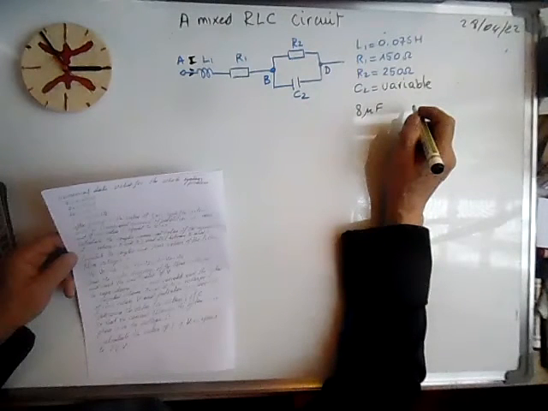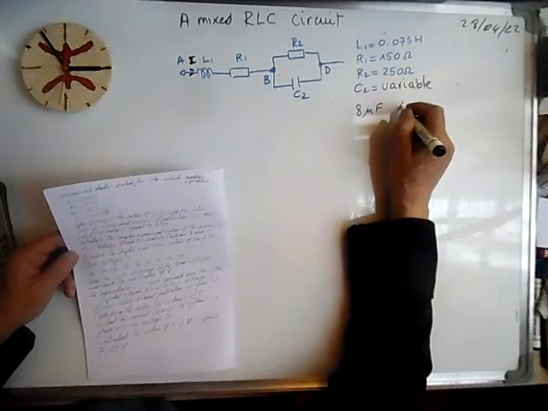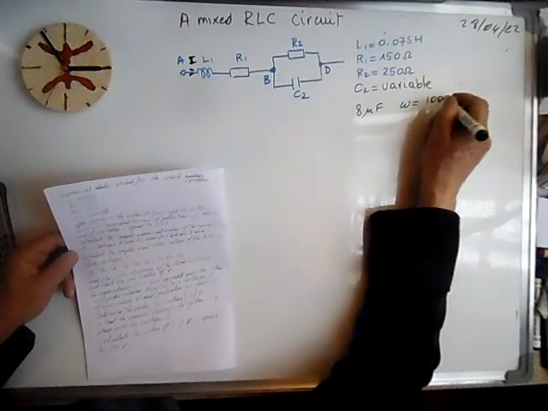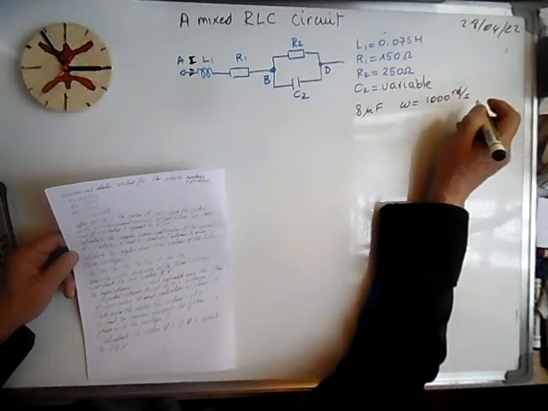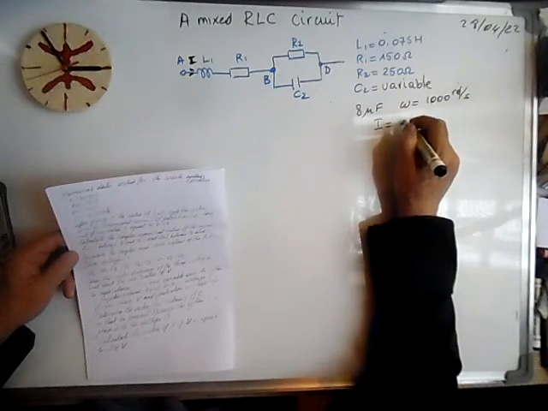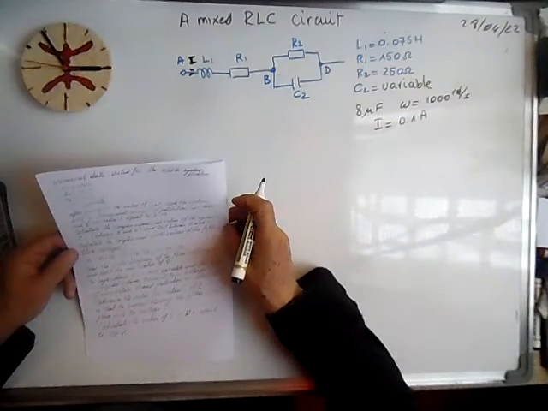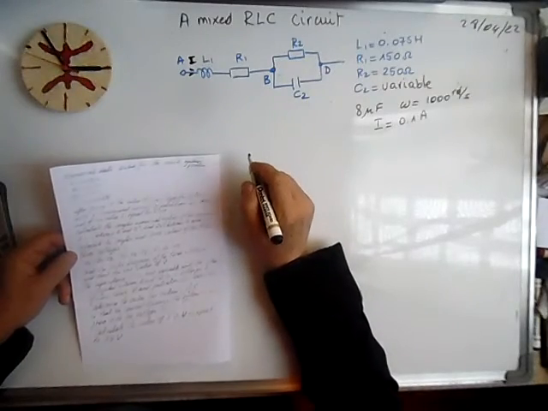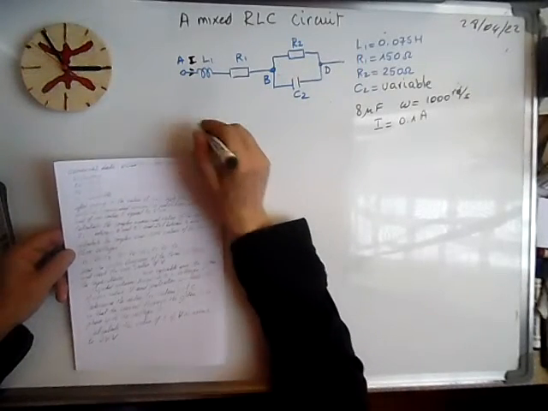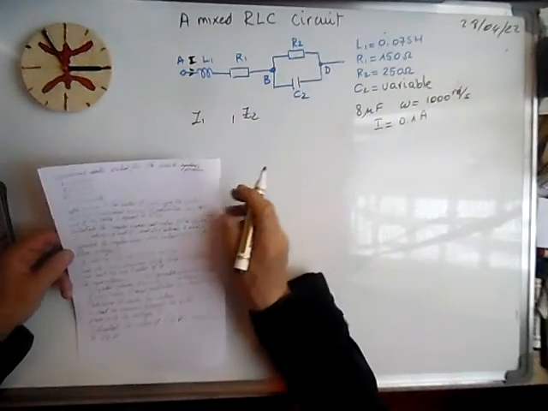the system is supplied with a sinusoidal current of pulsation omega 1000 radian per second, and the RMS value of the current is 0.1 amps. We are asked to calculate the complex numerical value of the impedances Z1 and Z2.